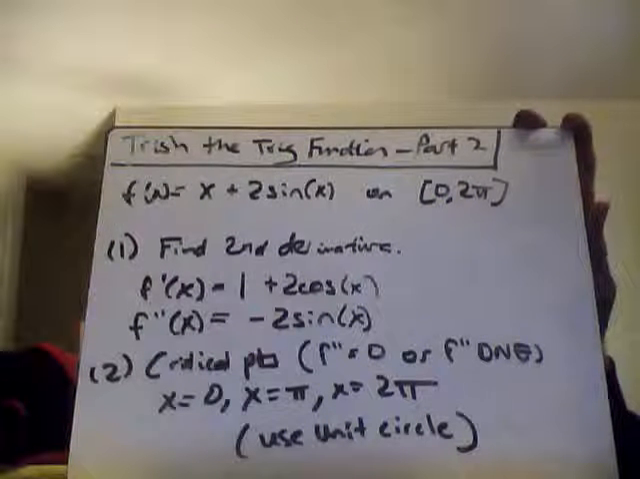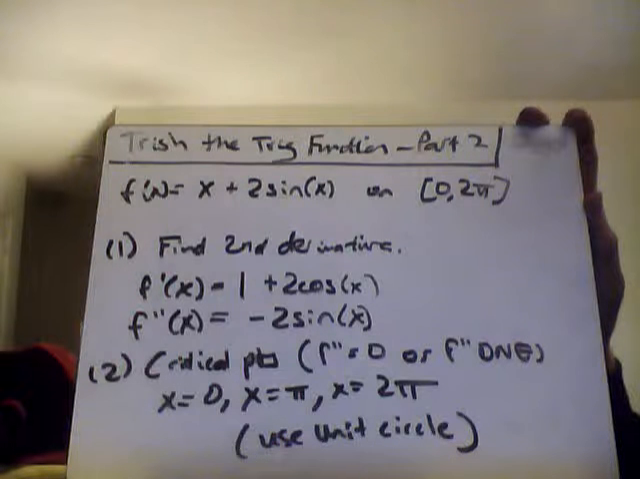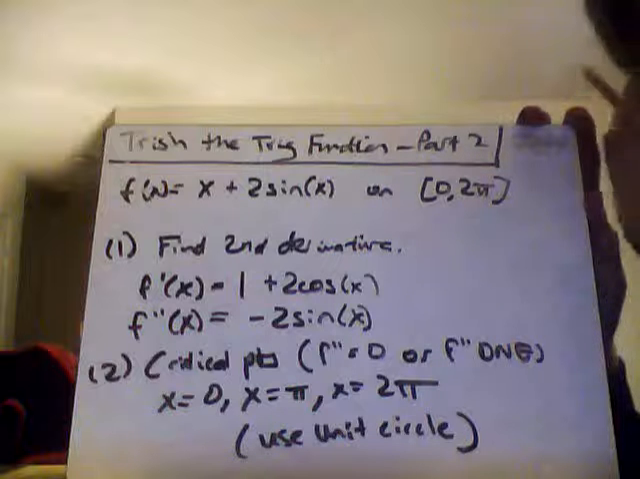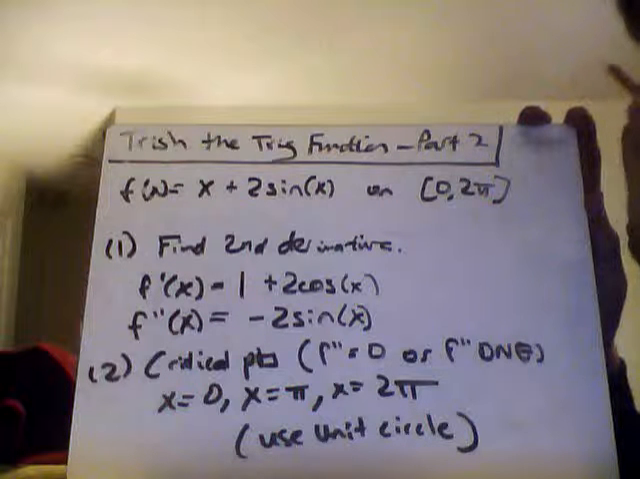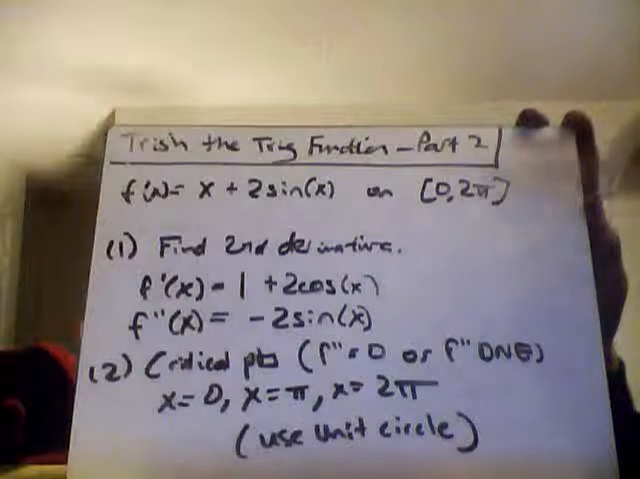Trish, the trig function is very cooperative in this example. In an earlier part, we found out where the trig function was increasing or decreasing. Here we're going to find out where the trig function is concave up or concave down. In order to do that, the first thing we need to do is figure out the second derivative.